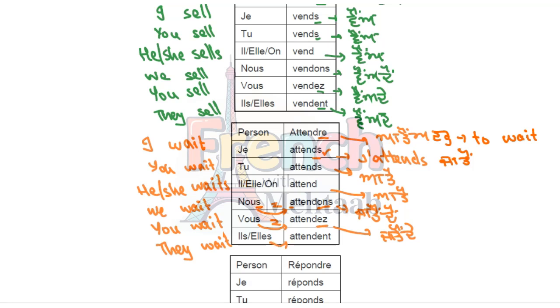And now if you want to say they wait, they wait. So with S and A together, again, you would pronounce the Z here. So this is pronounced as zatond. We would pronounce this as ending ENT. We would not pronounce it, okay?